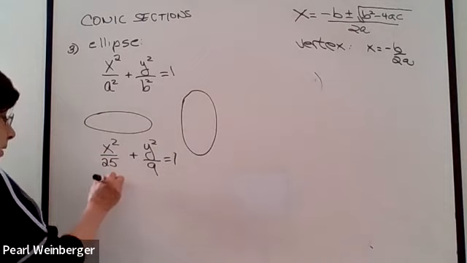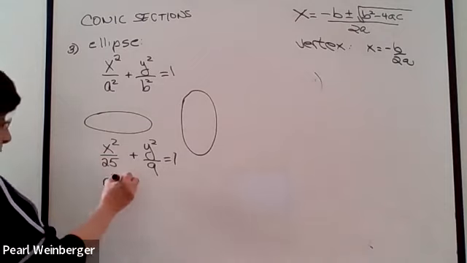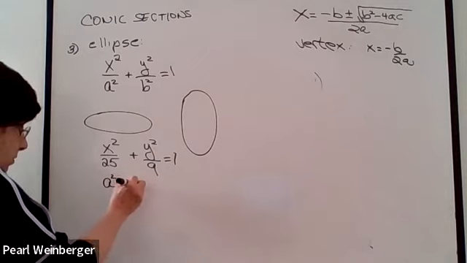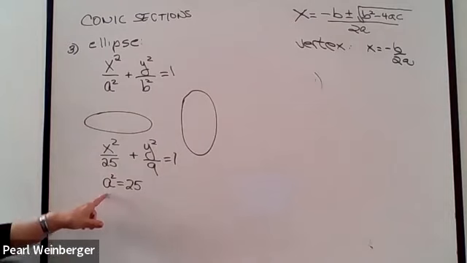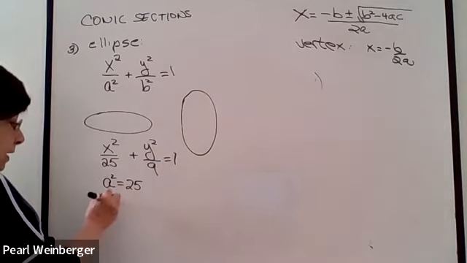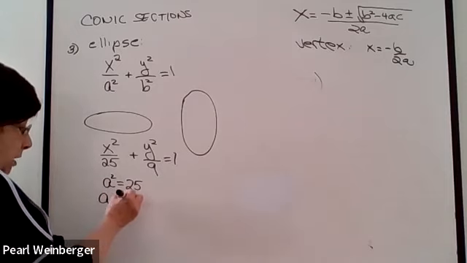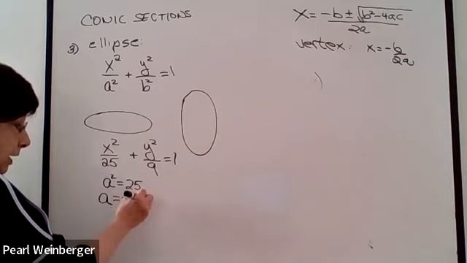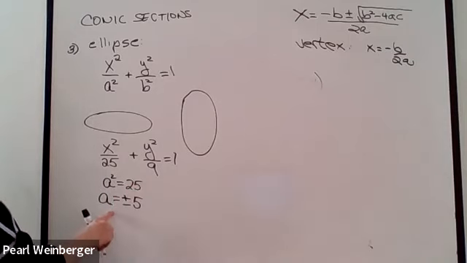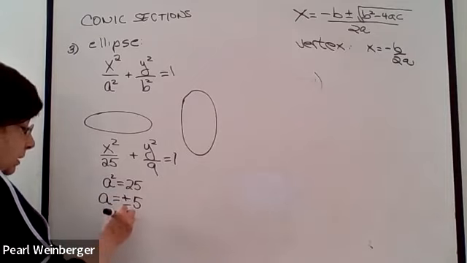Well, this a squared is the number underneath the x squared, which in this case is 25. Now, if you recall, if we have a squared equals 25, that would mean that a would have to be either plus or minus the square root of 25, which is 5. The a gives us the x-intercepts.